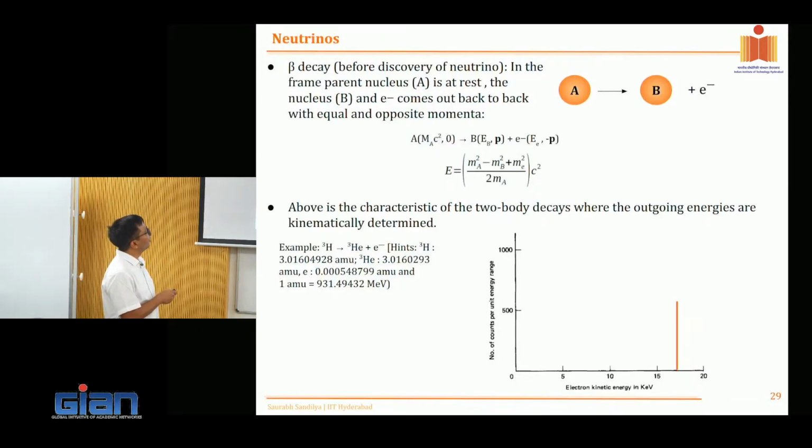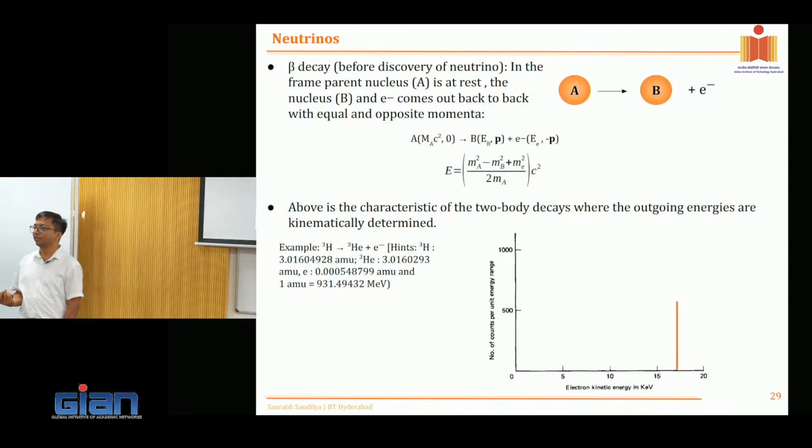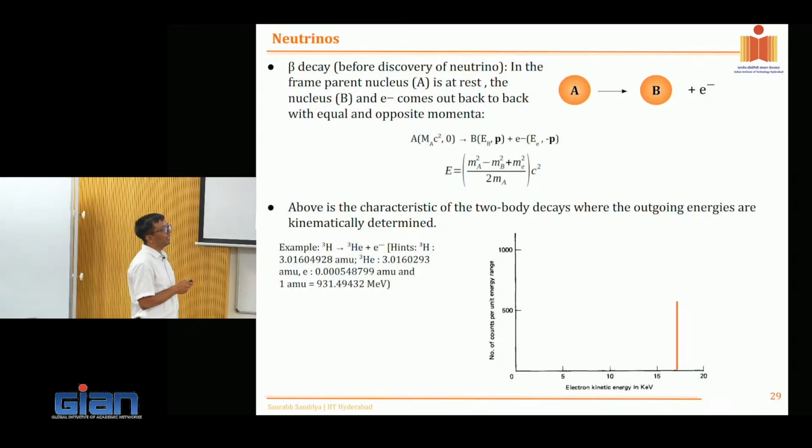If you try to calculate the kinetic energy of the electron or positron emitted, you can easily calculate it is mass of A squared minus mass of B squared plus mass of electron squared, divided by 2 times mass of A. Isn't everything constant here? Is there anything variable here? If I have a nuclei, I know its mass, it's fixed. If it transmuted to another nuclei, MB, its mass is fixed, right?